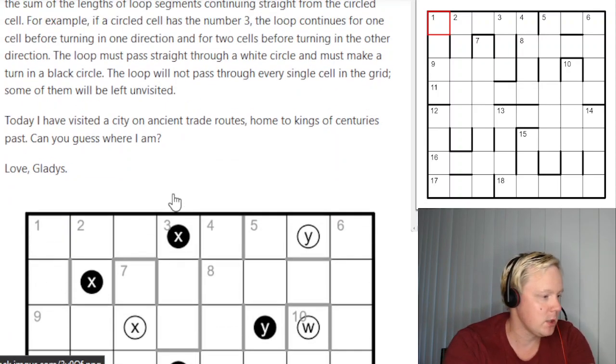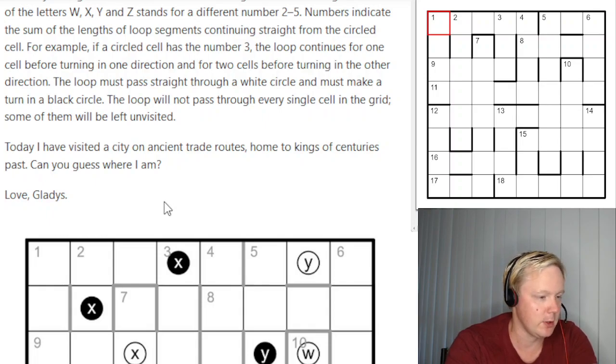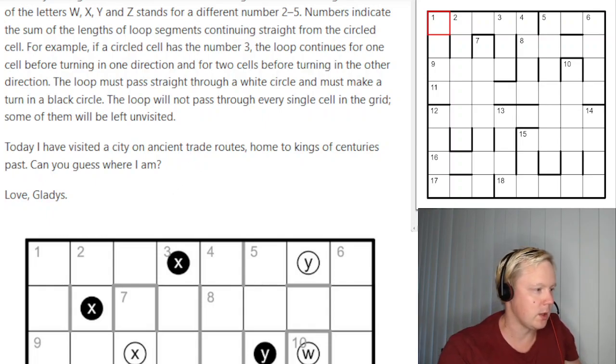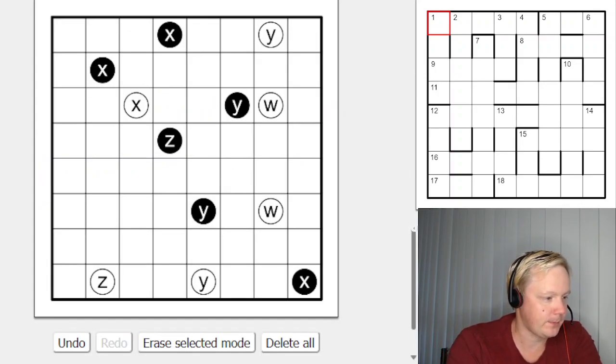Well, let's do as we did last time. So do the grid puzzle first, because we just went through the rules. So I will start with that. Here is the editable grid.